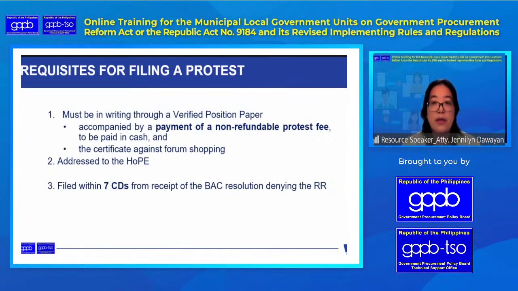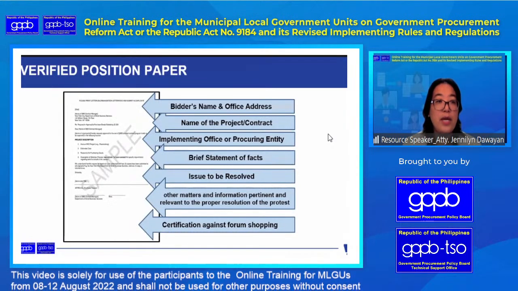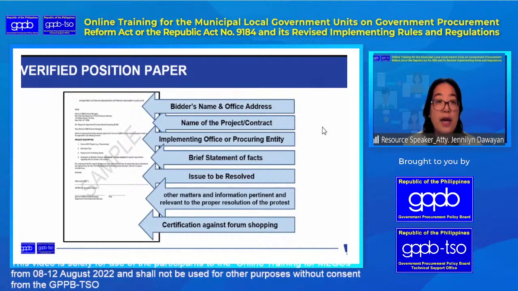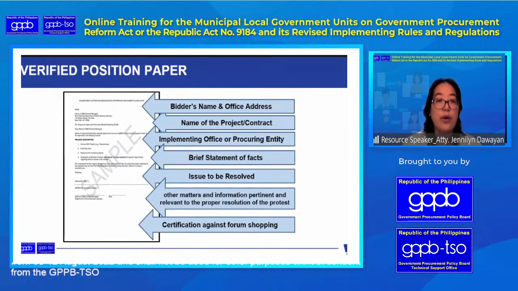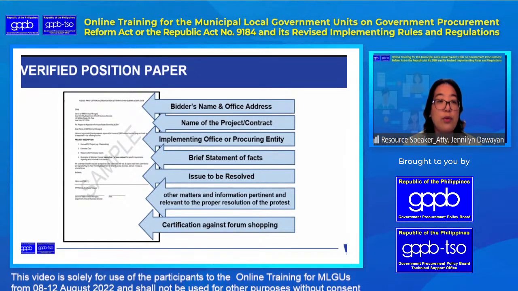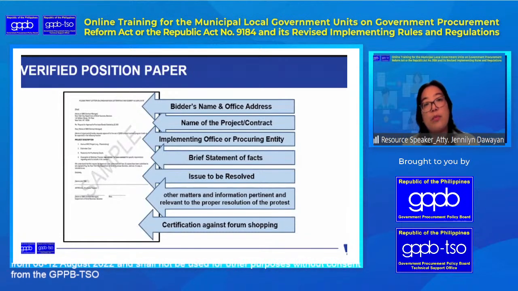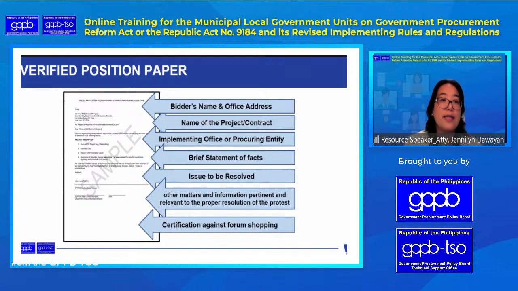And so ano po ba itong verified position paper na ito? So ito po siya. It must contain the bidder's name and the office address. Ano po ba yung project or kontrata na tinutukoy? And then it must also state kung sino yung procuring entity or even the implementing office. And then of course, the brief statement of facts such as ano ba yung prino-protest niya na decision ng BAC.